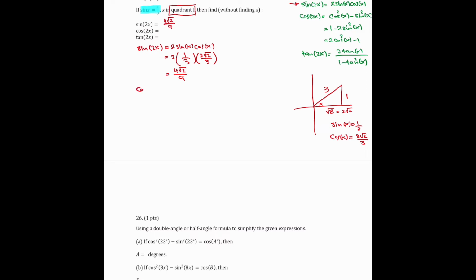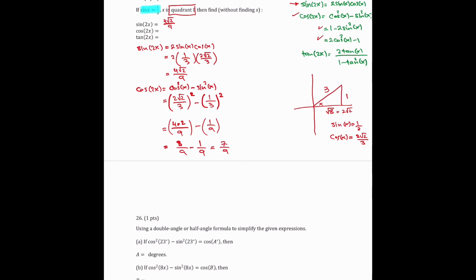Cosine 2x is equal to cosine square x minus sine square x. Or you can use any of these. So cosine square is 2 square root of 2 over 3 all squared, minus 1 over 3 squared. 2 squared is 4, square root of 2 squared is 2, over 9, minus the square of 1/3, which is 1/9. So 8 over 9 minus 1 over 9 is equal to 7 over 9. So the second answer is 7 over 9.